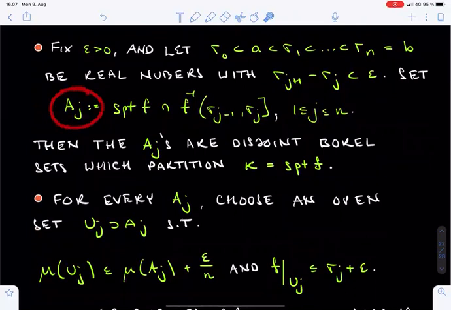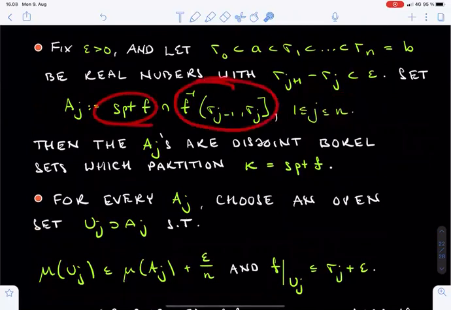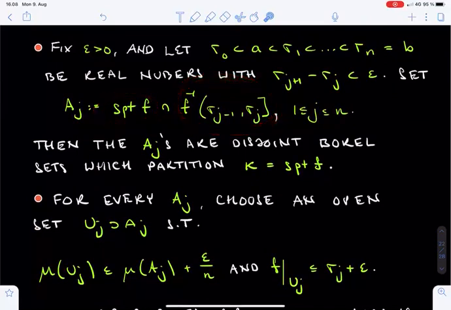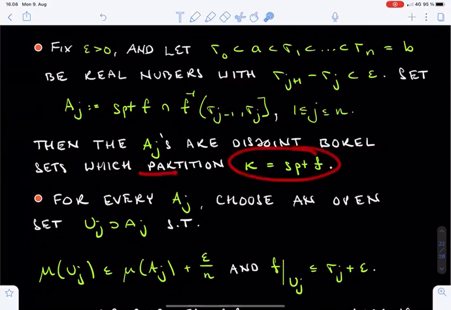We then define the sets A_j for all indices j between 1 and n as the subsets of the support of f, where f is strictly larger than r_{j-1} and no larger than r_j. The sets A_j are now disjoint Borel sets, all contained in the support of f, and partition the support of f. In the future, we will denote this support by K.